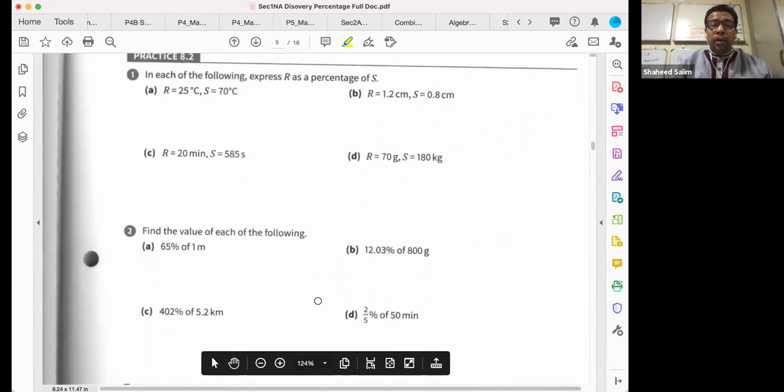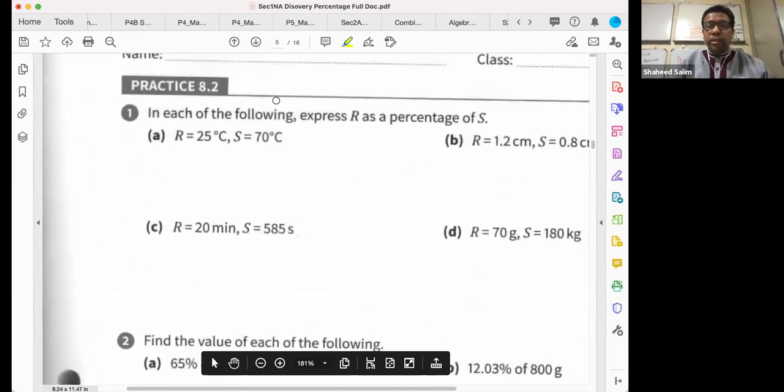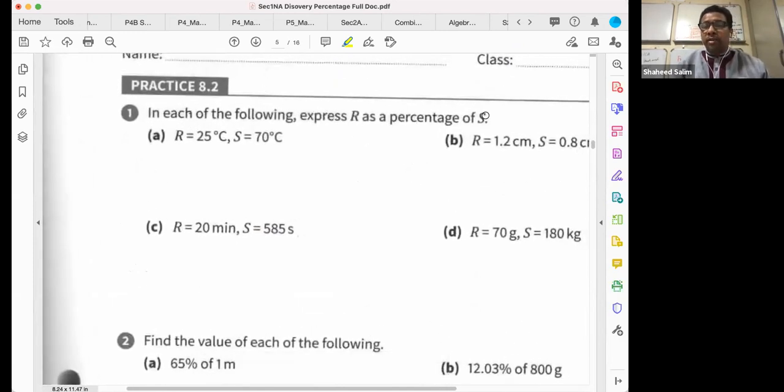We move to the next one. Hold on. This one you must know, okay? Whenever they give, express R as a percentage of the thing. When they say as a percentage of, this one is always 100%. So let's try A first.